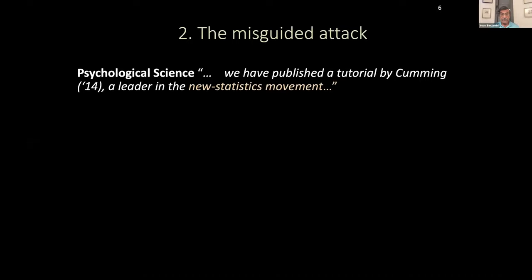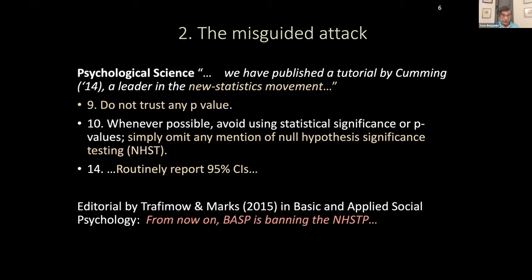The misguided attack started, I think, with the journal Psychological Science, which published a tutorial by Cumming, a leader in the new statistics movement. There were 22 or so principles. Number 9 is do not trust any p-value. Number 10 is, whenever possible, avoid using statistical significance or p-values. Simply omit any mention of null hypothesis testing. Number 14, routinely report 95% confidence intervals. And then the editorial by Trafimow and Marks regarding the journal Basic and Applied Social Psychology, which banned the use of p-values. Well, this raises the issue: is it the p-value's fault?